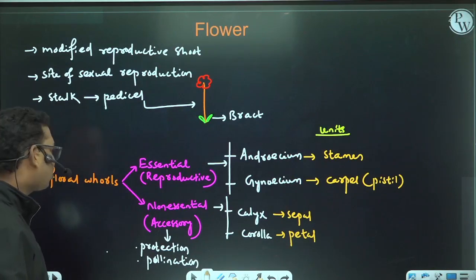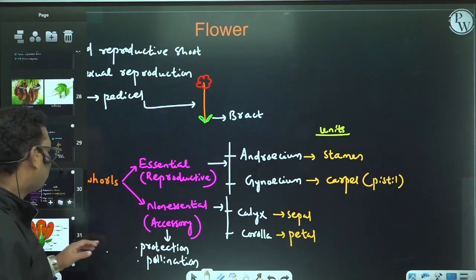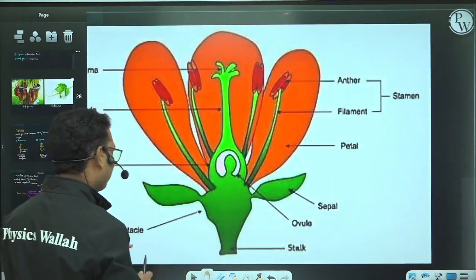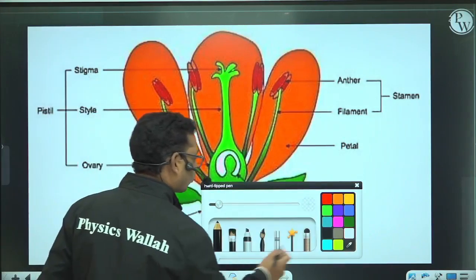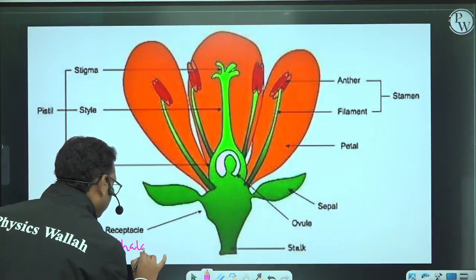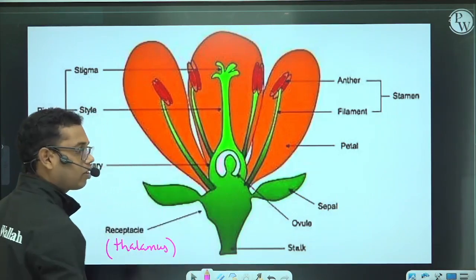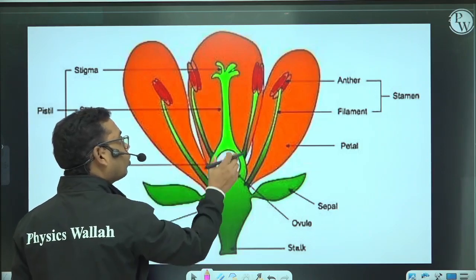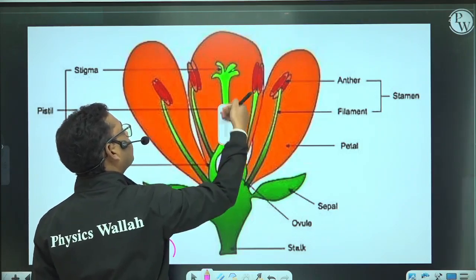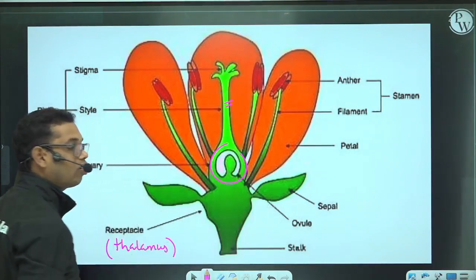Okay, now let us try to understand all these floral parts one by one. So in this diagram, you can clearly see this is the receptacle, and the receptacle is nothing but the thalamus, at which the different parts of the floral whorls are attached. Okay, so this is the carpel. Okay, and this part is the style. Okay, this part is the stigma, and this part is the ovary.